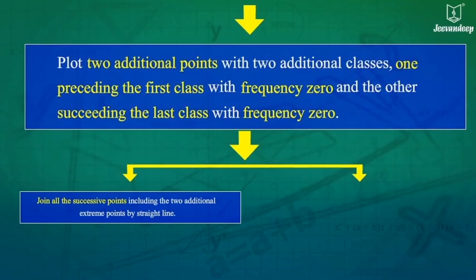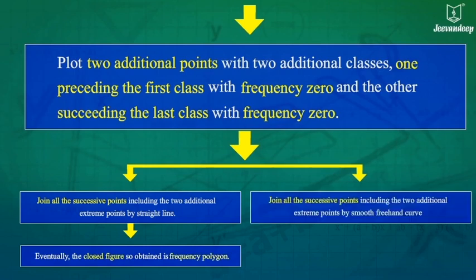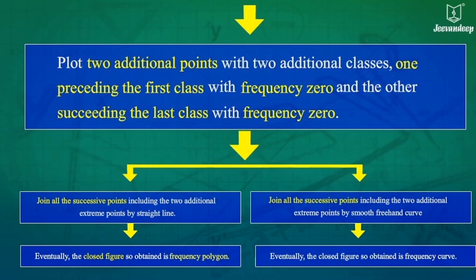If we join all the successive points, including the two additional extreme points, by straight lines, the closed figure so obtained is the frequency polygon. If we join all the successive points, including the two additional extreme points, by smooth freehand curves, the closed figure so obtained is the frequency curve.